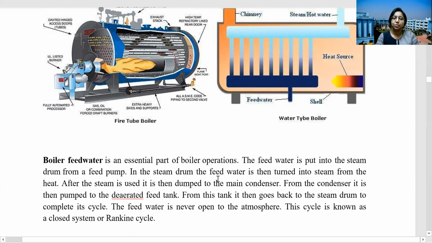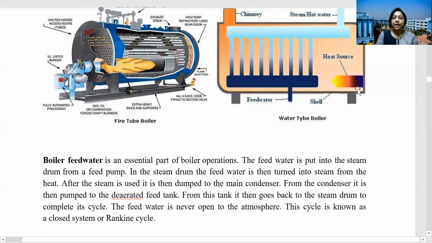After the steam is used, it is then dumped to the main condenser. From the condenser, it is then pumped to the deaerated feed tank. From this tank, it then goes back to the steam drum to complete its cycle. The feed water is never open to the atmosphere. So this cycle is known as a closed system or Rankine cycle.